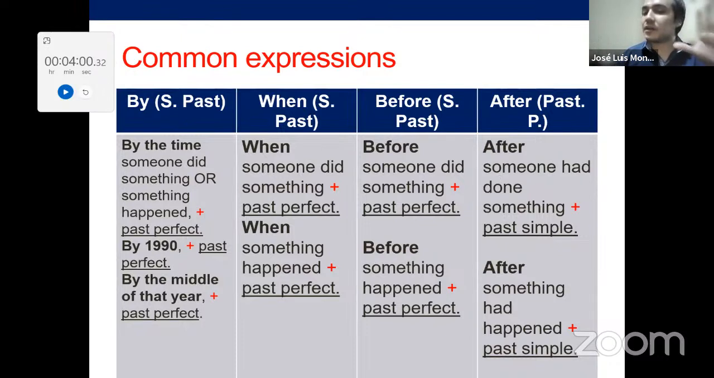With the past perfect, you need a past time reference. You need another past event. If you don't have another past event, you cannot use the past perfect. All right. But with the present perfect, you don't have to use another past event, because if you do, it's going to be incorrect. Okay, so they are the opposite. You cannot do one thing with the one or with the other one.